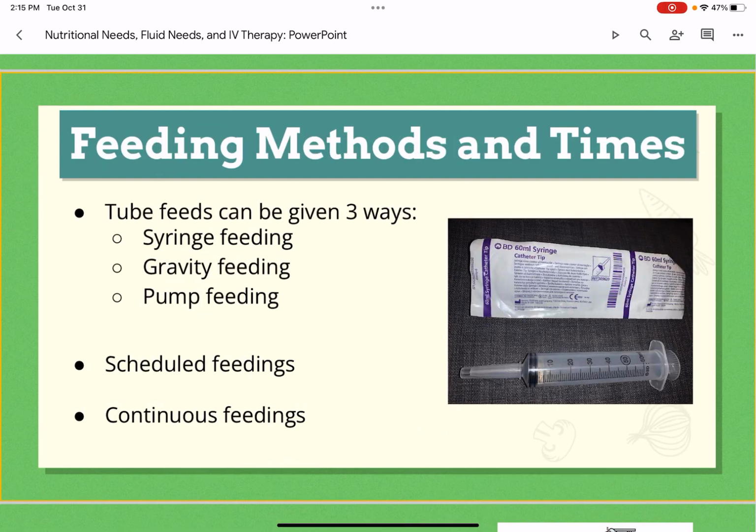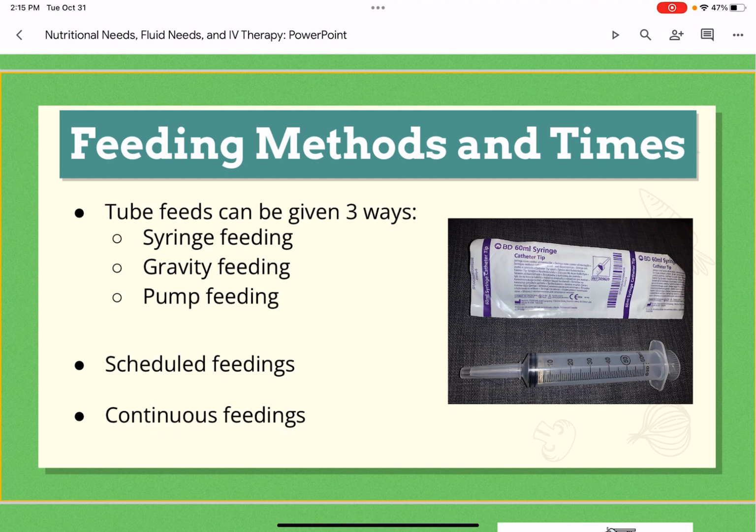Tube feedings can be given 3 ways. So it can be syringe, gravity, or pump. With syringe feedings, the formula is poured into a syringe. The syringe attaches to a feeding tube. The height of the syringe controls how fast the formula will flow. With gravity feedings, the formula is in a feeding bag. Tubing connects the bag to the feeding tube. The bag hangs on a pole. A clamp on the tubing and the height of the bag control how fast the formula flows.